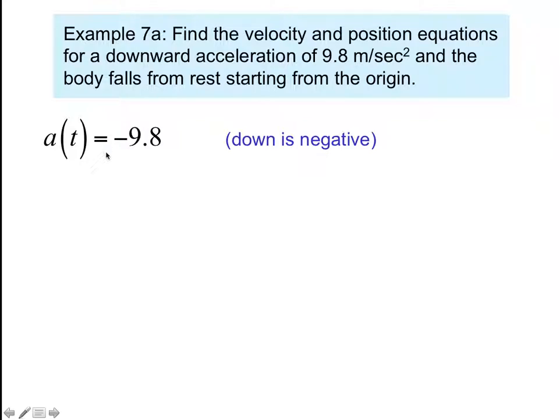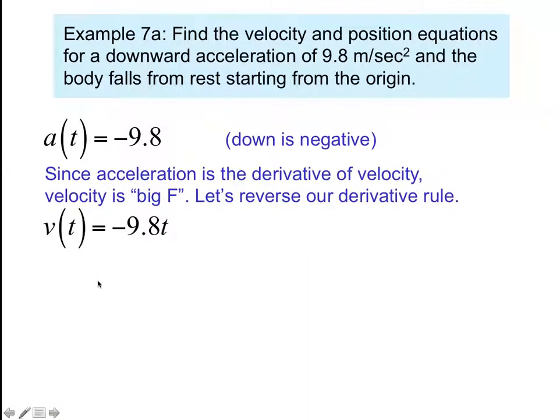So we're going to do the antiderivative on this function. We have to think, what function do we start with that gives us negative 9.8 as the derivative? That's negative 9.8t. Let's do a quick check. If I take the derivative of negative 9.8t, I get negative 9.8. But we get a constant of integration with that too. Remember, we could have negative 9.8t plus 7, or negative 9.8t plus 2, and still get the same derivative.